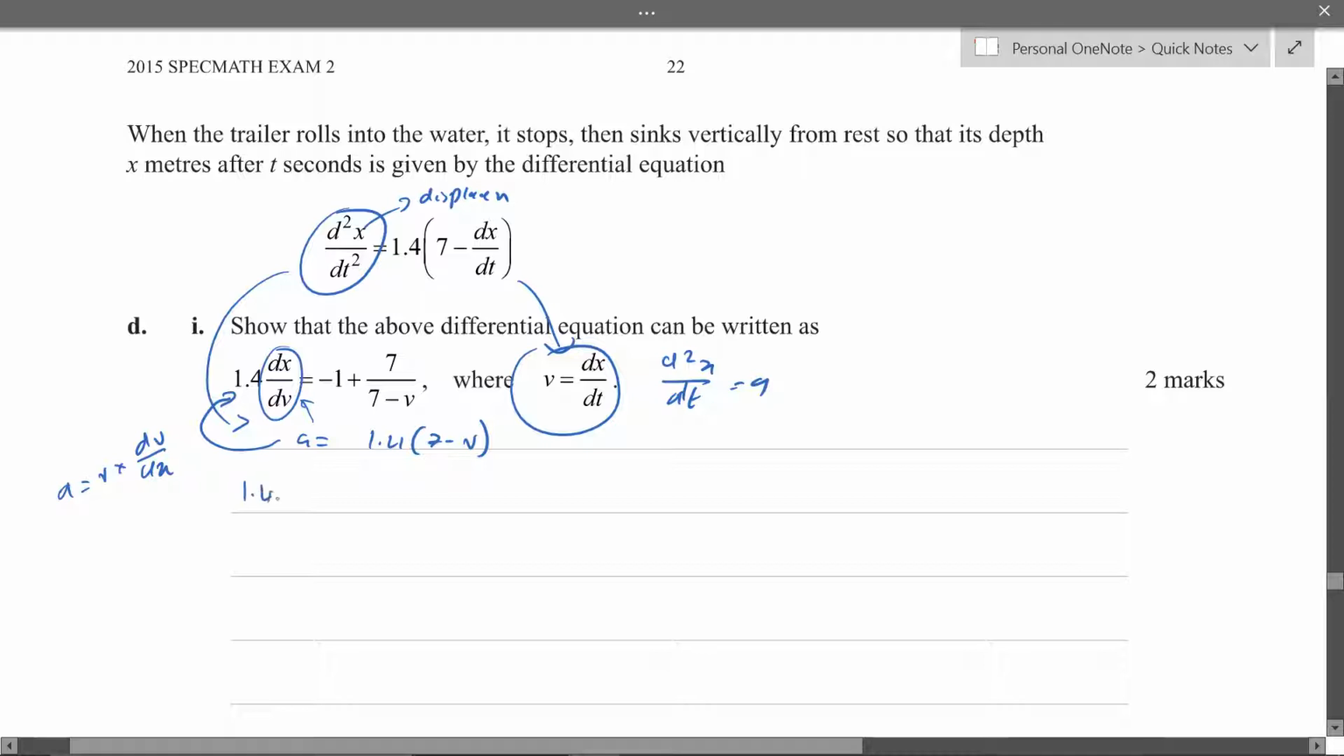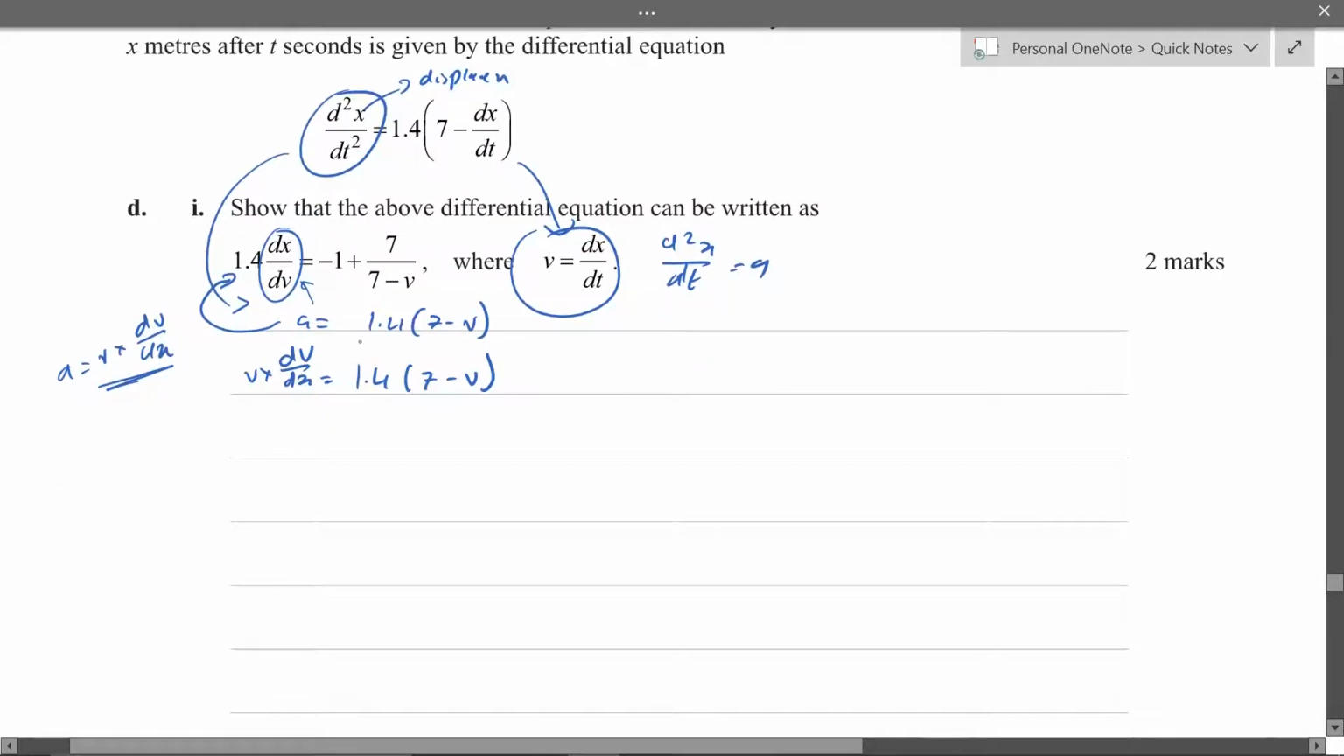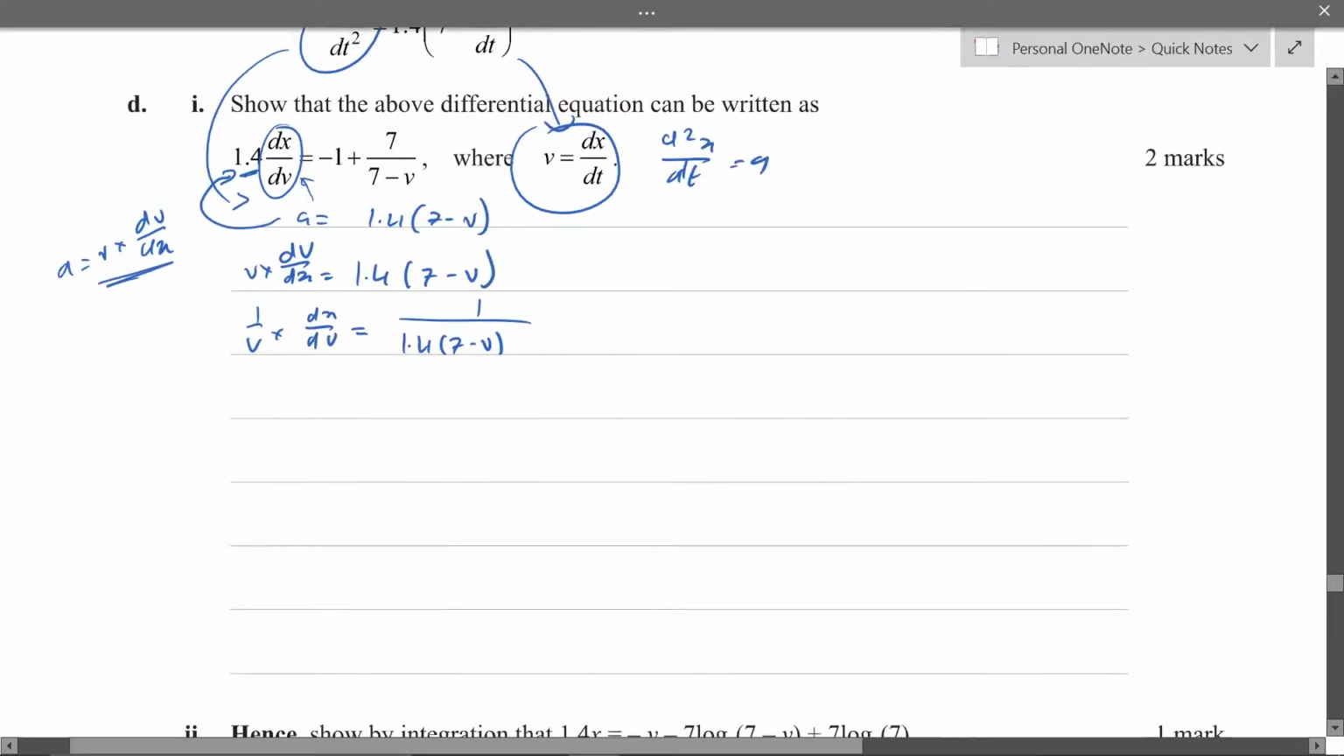So we write a in terms of this. v times dv/dx equals 1.4 times (7 minus v). The first thing you see is that dx and dv have flipped, so we're going to flip the whole thing. So 1/v times dx/dv equals 1 on 1.4 times (7 minus v). Then you can see that the 1.4 is here and it's a fraction here, so you're going to multiply that over there.